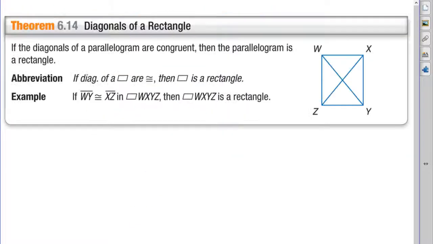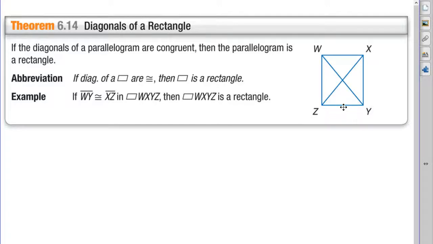All right, there's one more theorem here. If we want to prove that we have a rectangle, we can prove it by showing that the diagonals are congruent. So if your diagonals are congruent, you must have a rectangle.